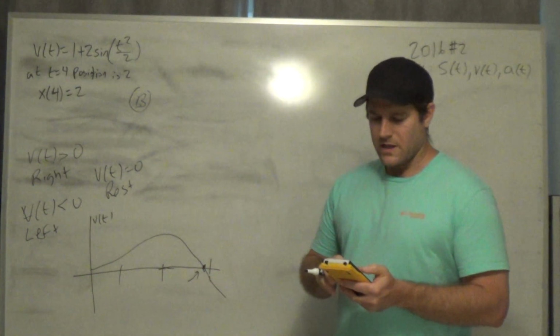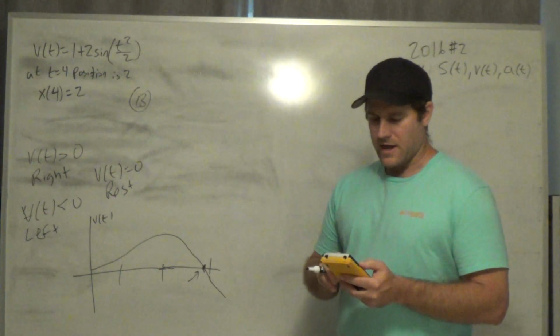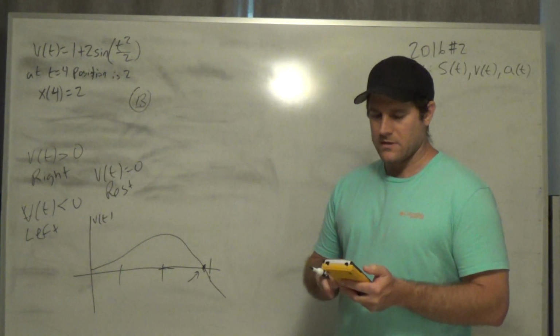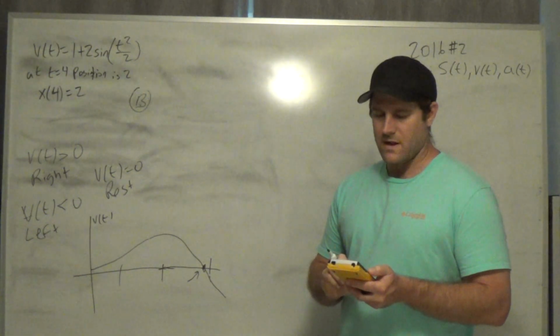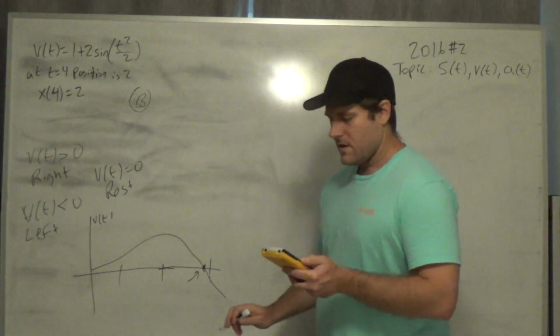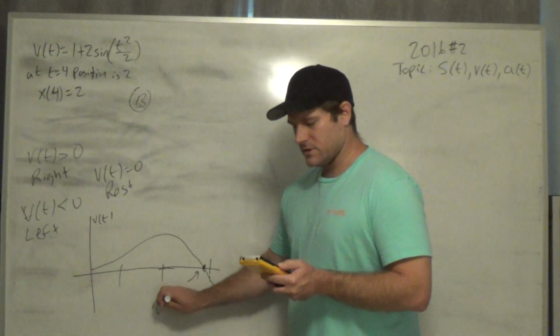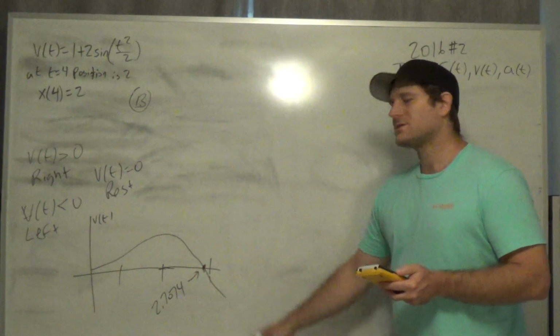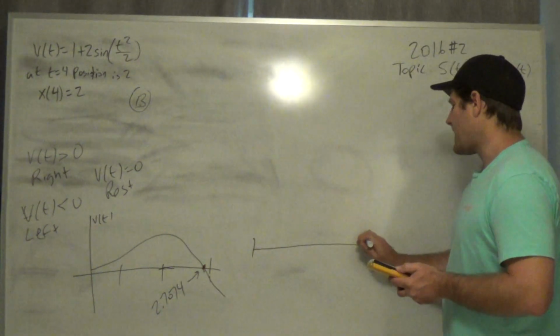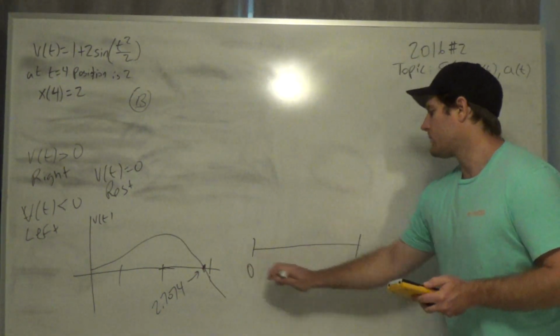So if I find out where that is, I hit second calc, and then 0. I'm going to let my calculator find the zeros. I go to the left bound, I go to the right bound, I hit enter, and I get 2.7074. And now let's take this and make a sign chart of velocity. So velocity, only from 0 to 3.